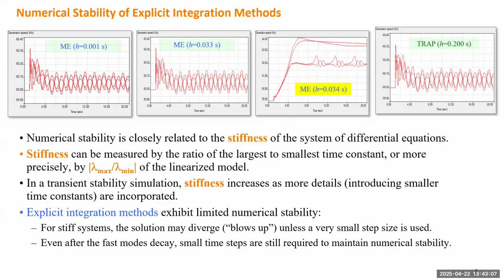The last part shows the performance of the trapezoidal rule method, which we are going to talk about in a few minutes. That one you see can take a very large time step, but it gives about the same result as the modified Euler method with very small time step. So implicit methods have fewer numerical stability issues.